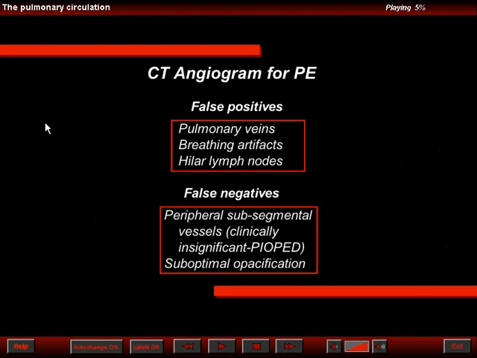False positive studies may result from pulmonary veins, breathing artifacts, and the presence of hilar lymph nodes. False negative studies may be the result of very small peripheral subsegmental vessels, which generally are clinically insignificant, according to the PIOPED study. And finally, suboptimal opacification of the pulmonary artery.